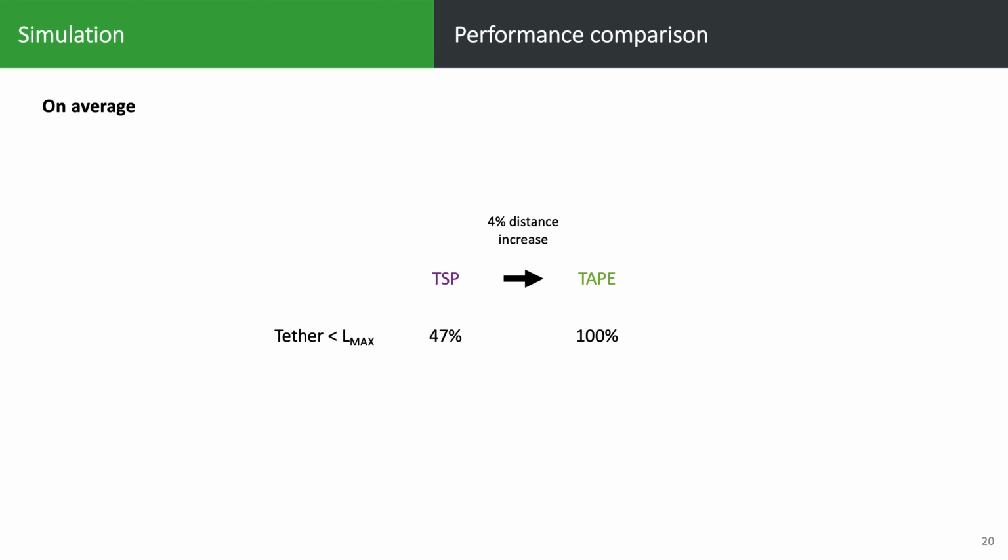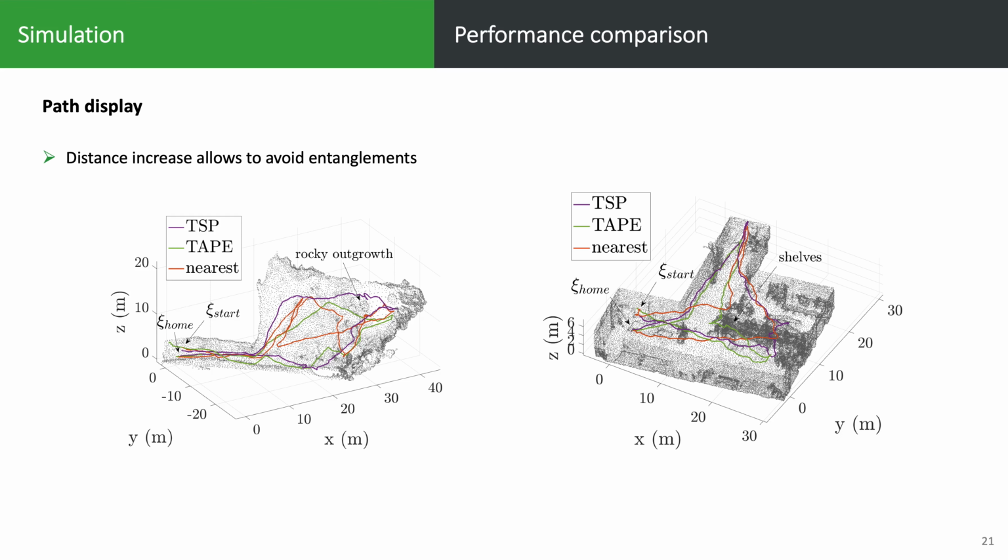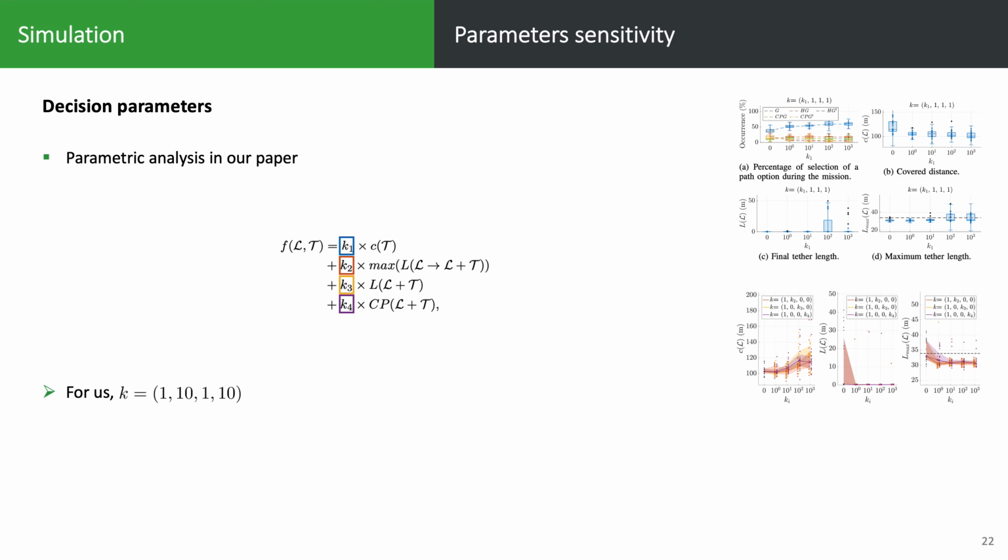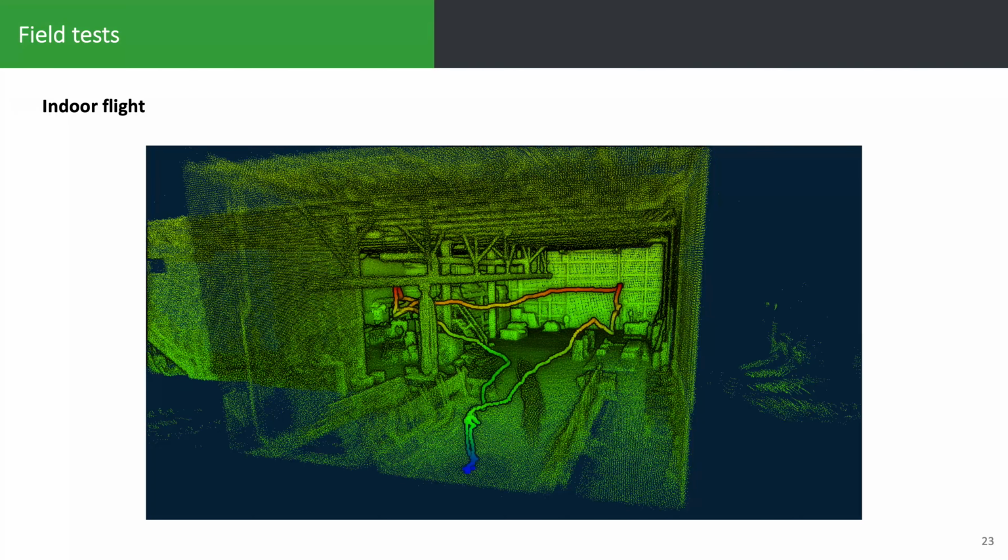On average, the distance increase is 4%, but the classic approach has a 47% probability of violating the tether condition. The path in green confirms that the slight distance increase allows to avoid entanglements with the rocky outgrowth on the left part or with the shelves on the right. A parametric analysis is provided in our paper if you are interested in finding the best coefficient values for the decision function. We also tested TAPE in a real-world flight, and the drone has successfully avoided entanglements with the pillars that you can see on the left here.